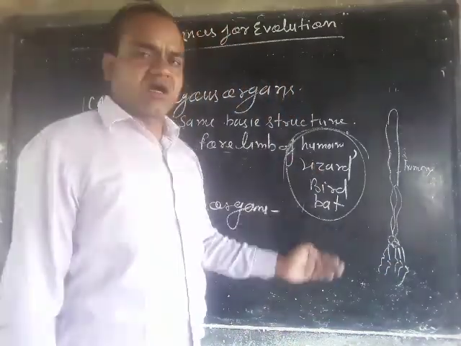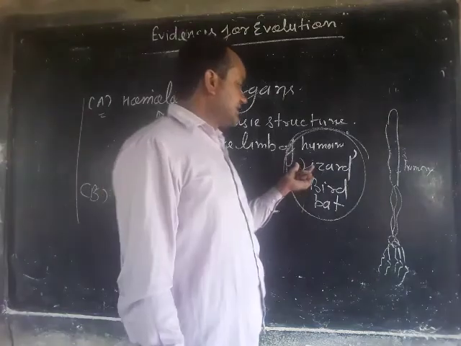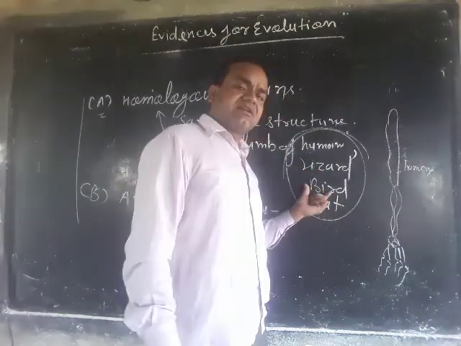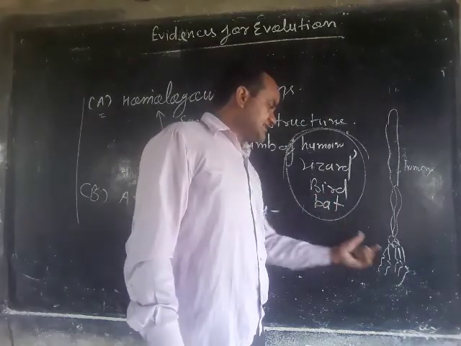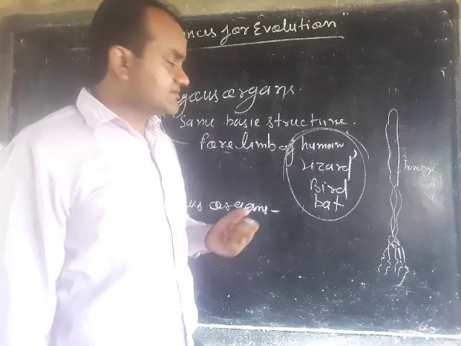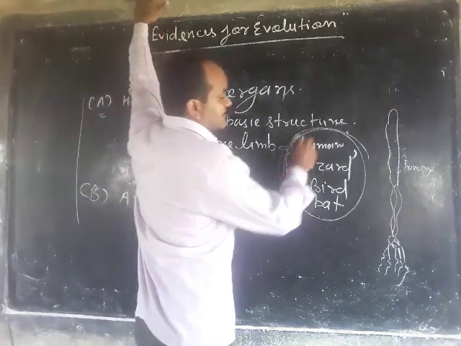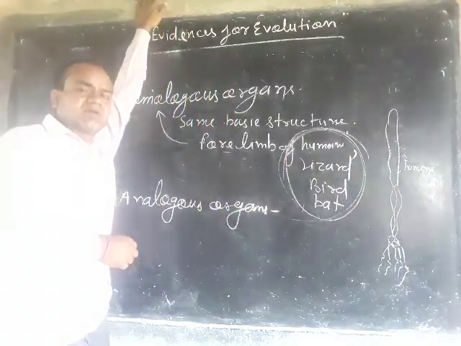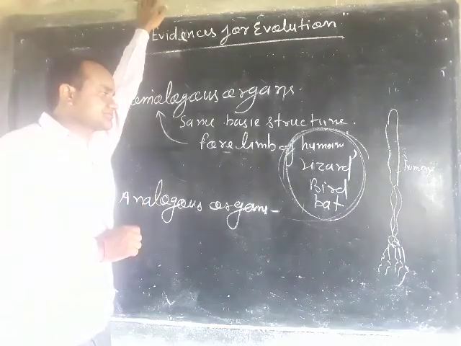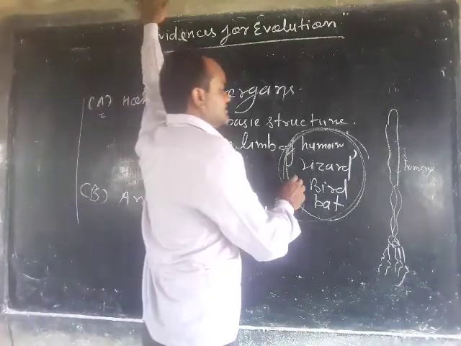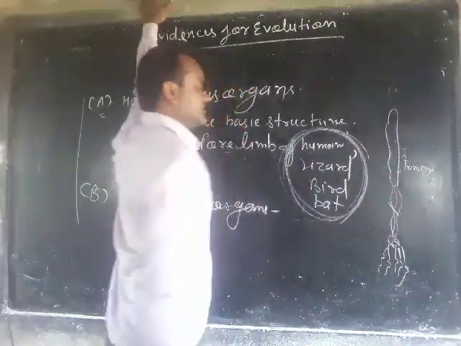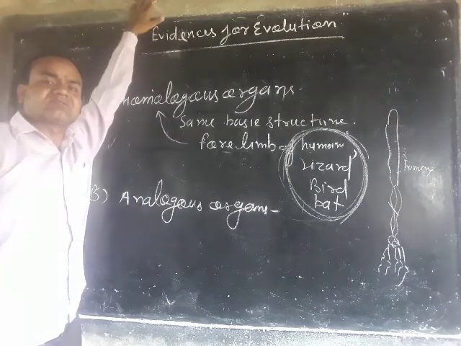These bones are also present in the lizard, similar bones are in a bird, and these bones are also found in a bat. All the organisms differ in shape and size, and their functions differ, but the structure is similar.